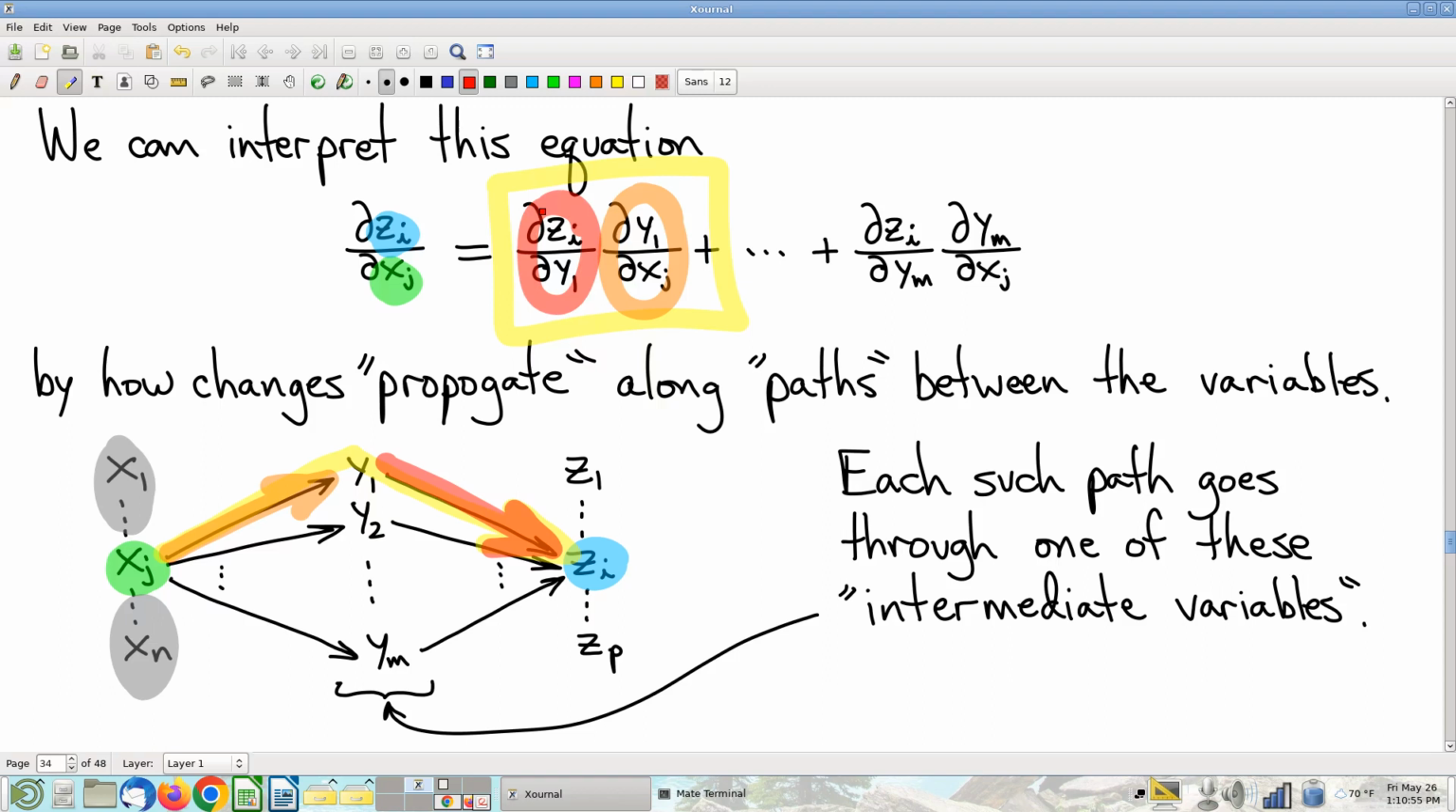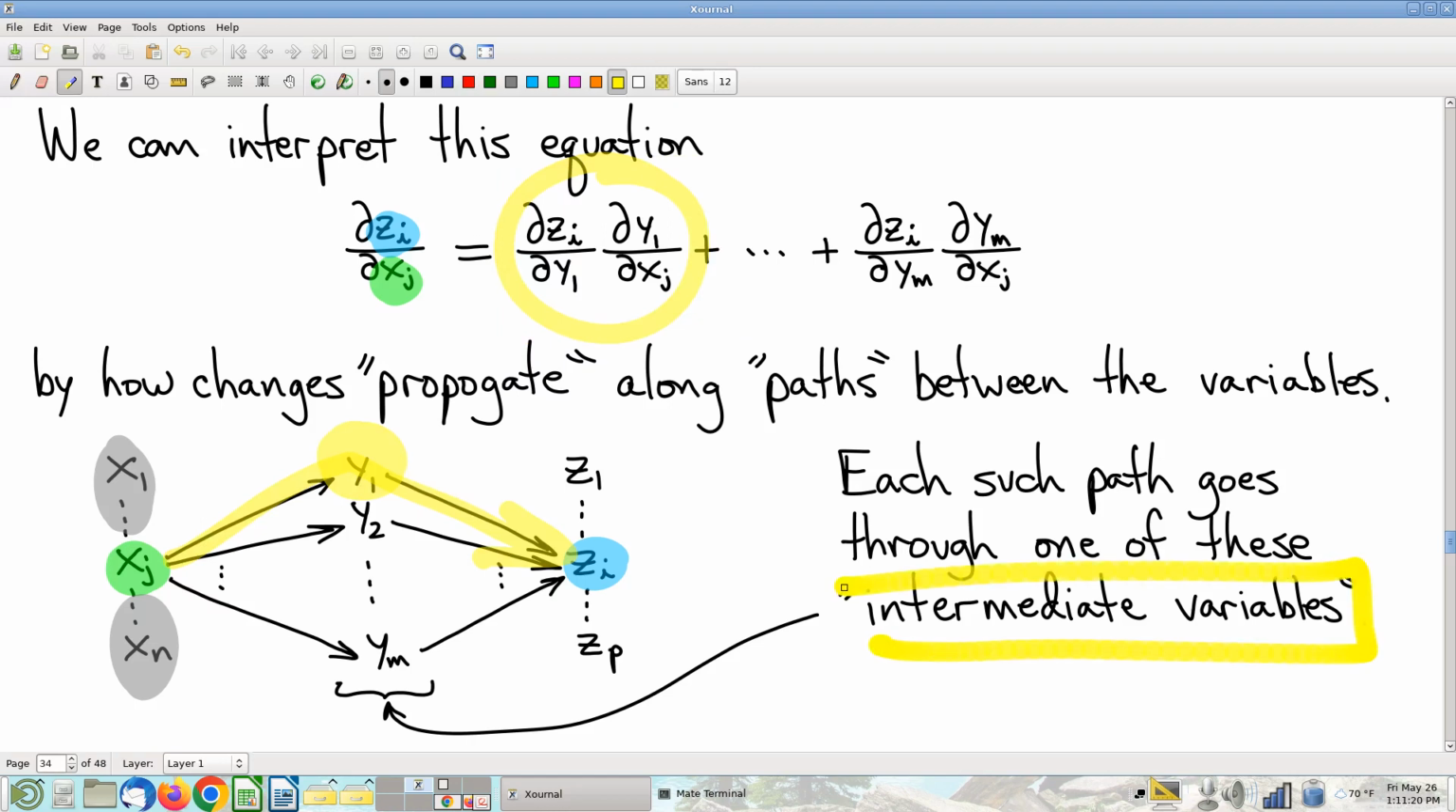So you can think of each one of these terms as corresponding to a path. Everybody buy it? I mean, it's just a point of view. So let me clean up my picture a little bit. Each term corresponds to a path, and furthermore, notice each path passes through exactly one of what we call intermediate variables, because they're kind of in the middle, right? They're not the original inputs and they're not the final outputs, so they're the intermediate variables.